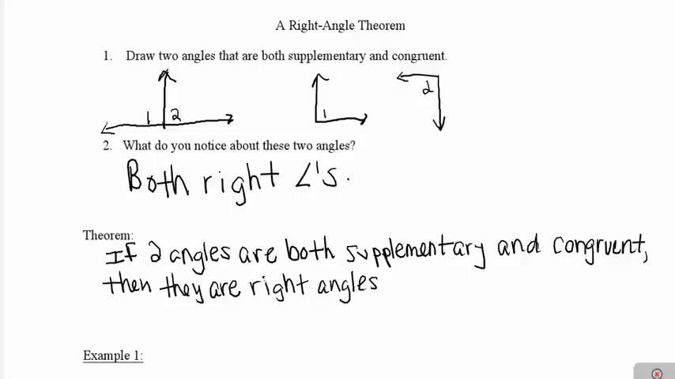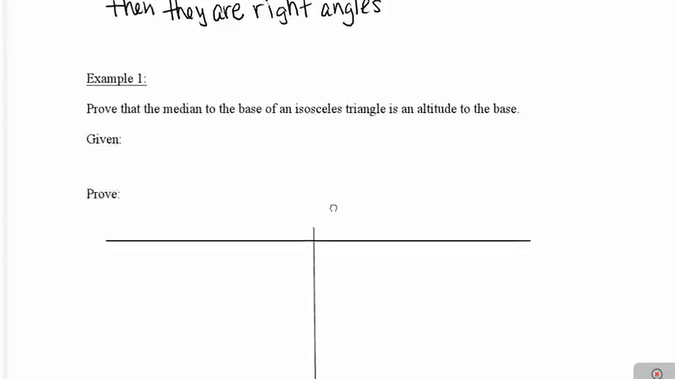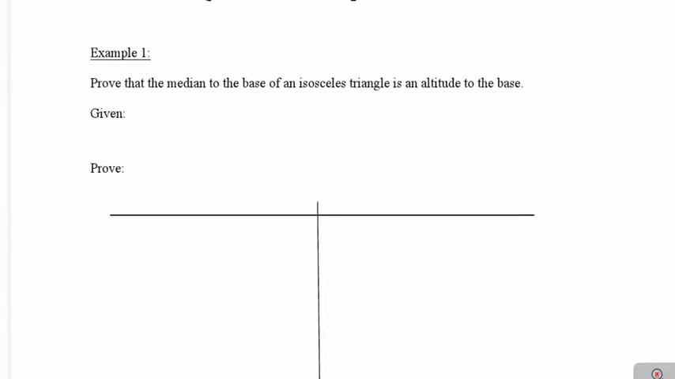So let's try to use this new theorem to attempt this proof in example 1. In example 1, it asks us to prove that the median to the base of an isosceles triangle is also an altitude to that base. We've already talked about this idea in previous sections, and we already know this relationship. But now, this theorem comes into play for actually proving why this is the case.